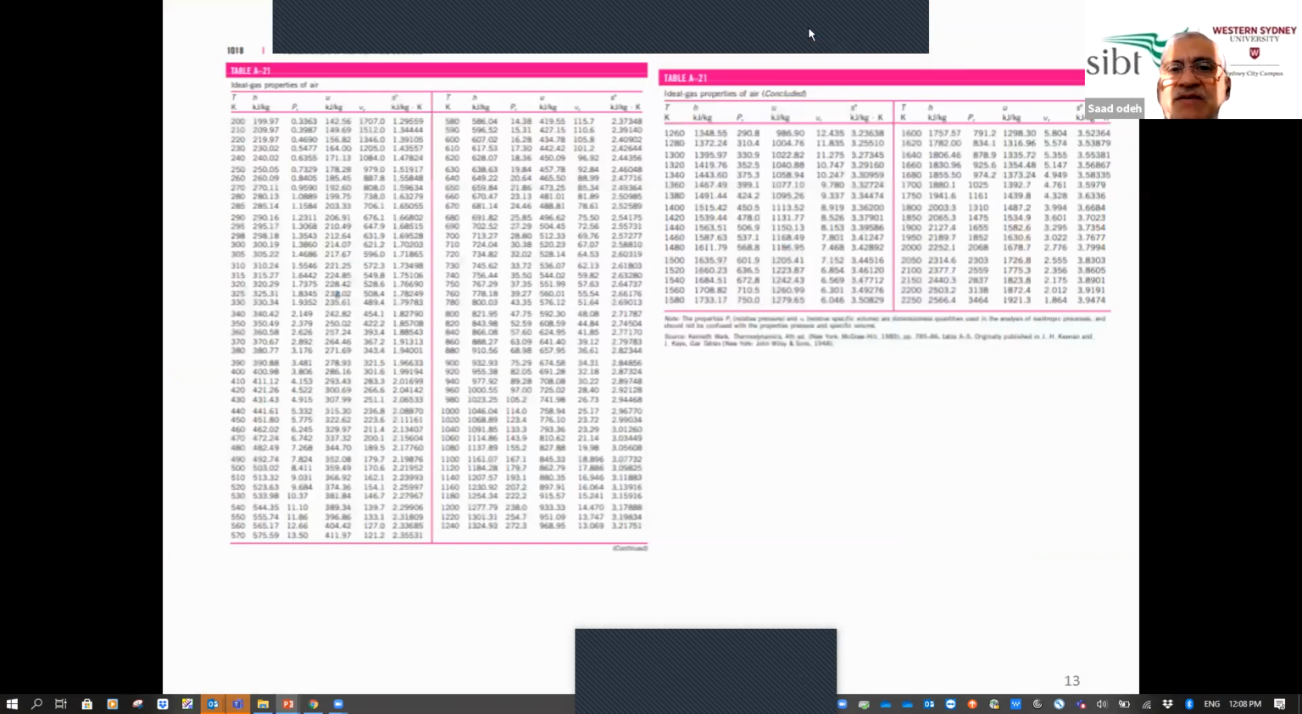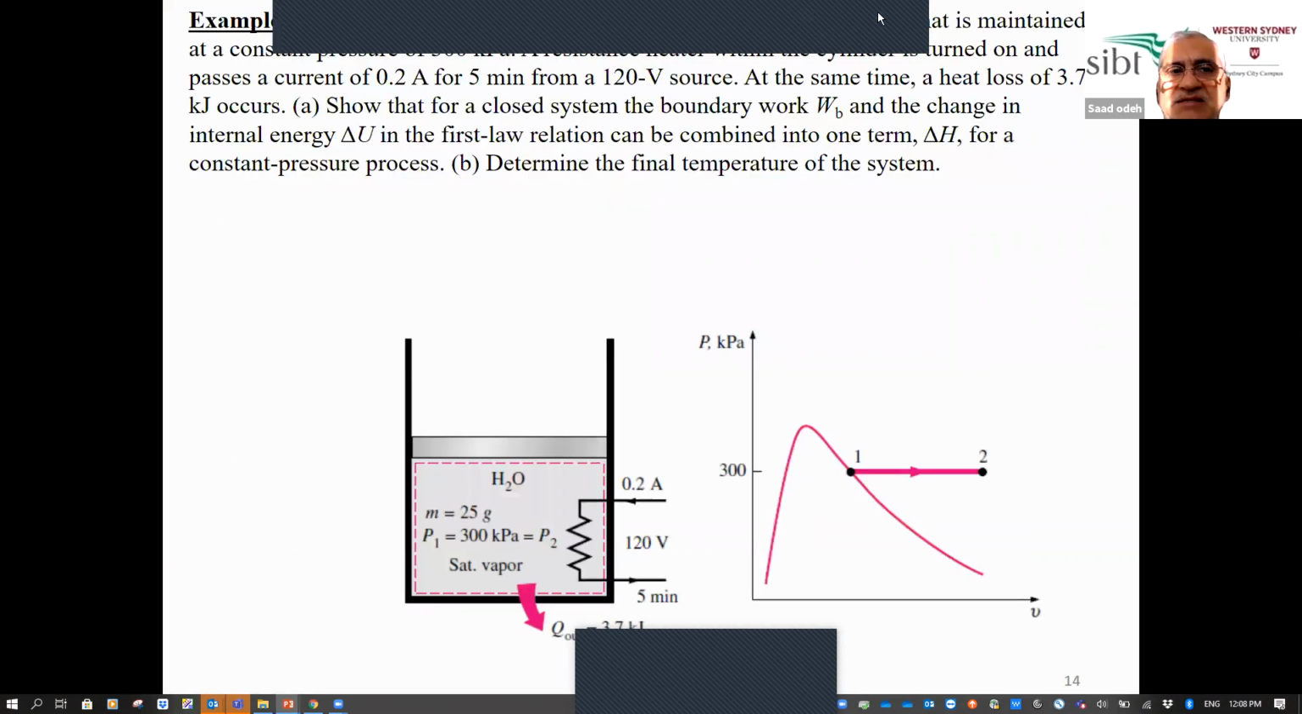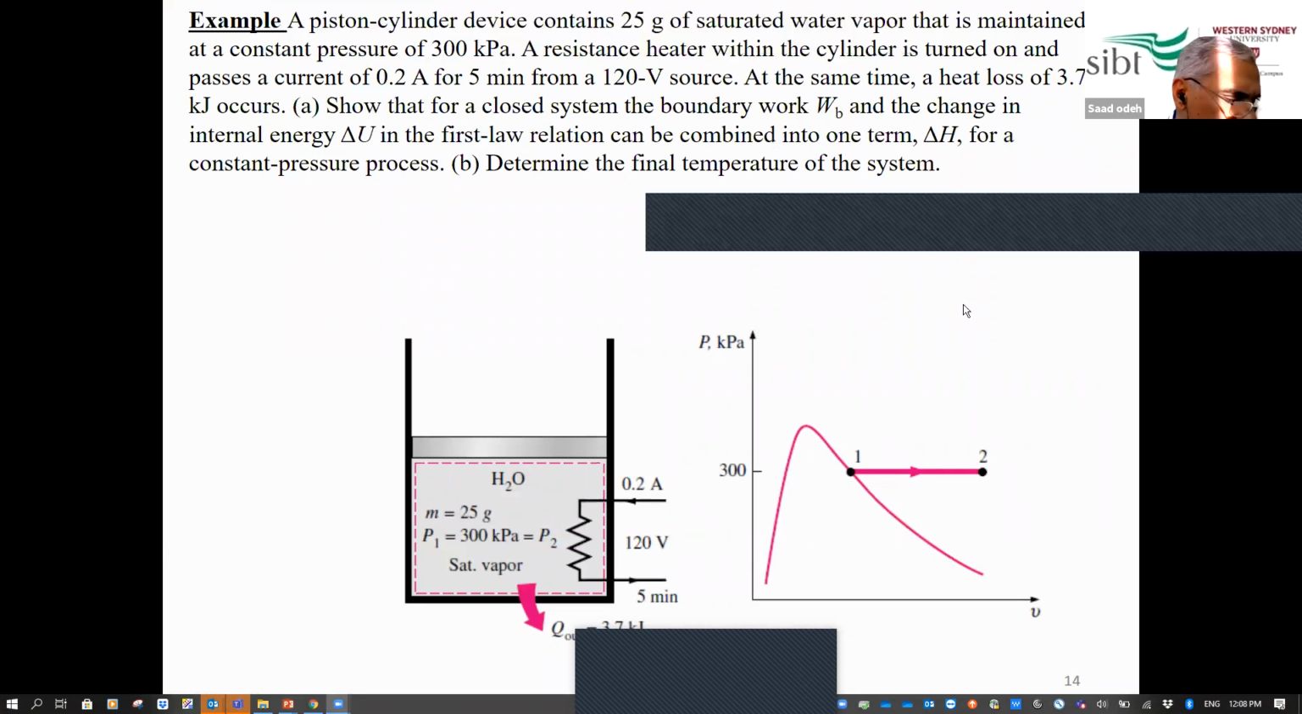All right, so we have another question here, another practice for you. Of course, I will go through this question, but I need you also to interact with me, please. Again, as we said, because it's a closed system, we still use a piston and cylinder. Okay, so this is a piston and cylinder device.